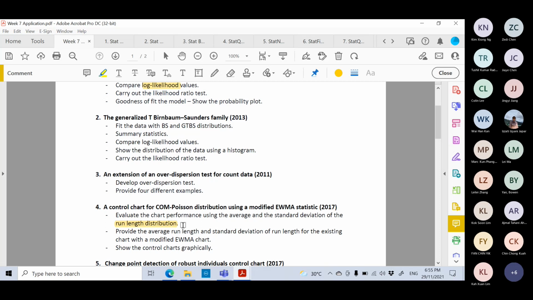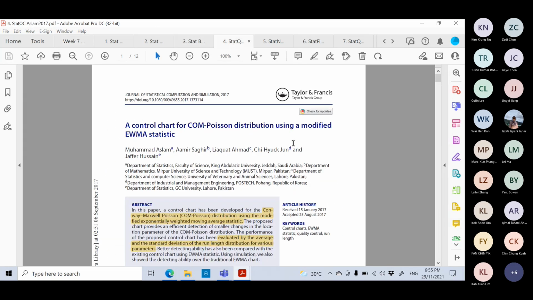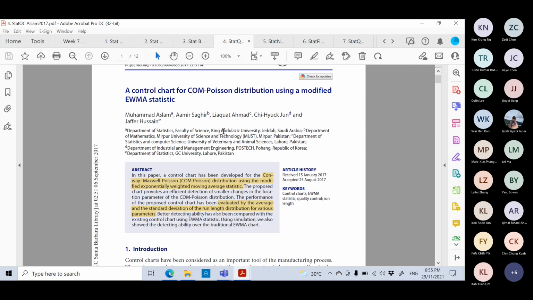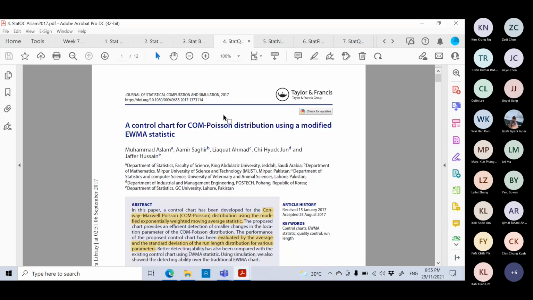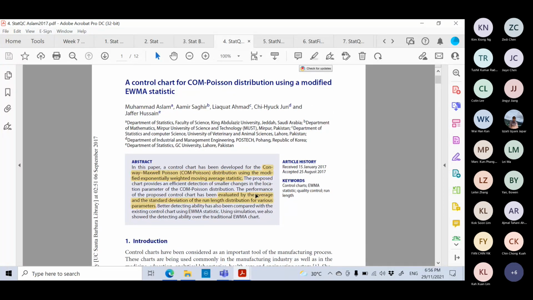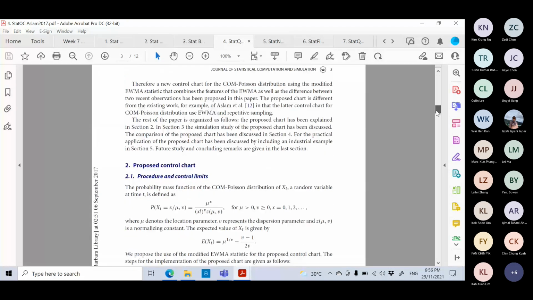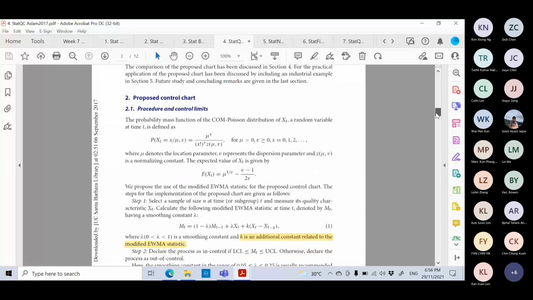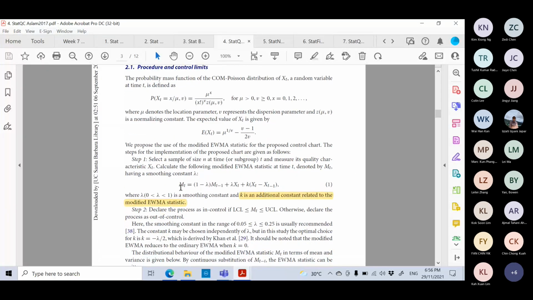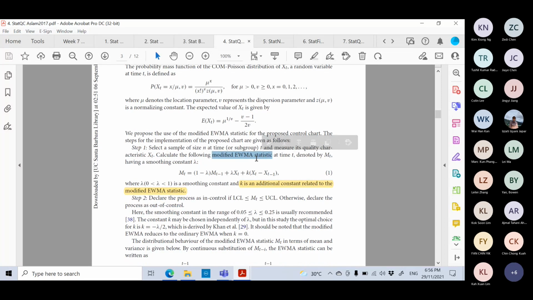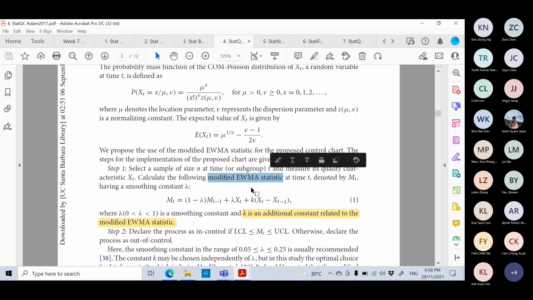and then justify your technique through the application. Okay. So in the fourth example here, this is one of the papers published in the year 2017. Okay, it's about control charts. So these are the highlights of the control charts. I do not want to go through this. In the control chart, what they have is here. They modify the EWMA chart. The EWMA statistic, sorry, they modify it.